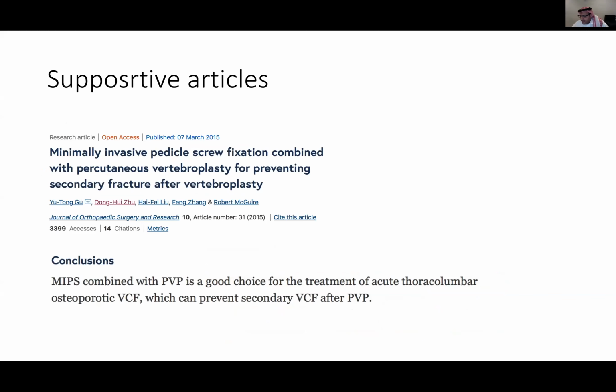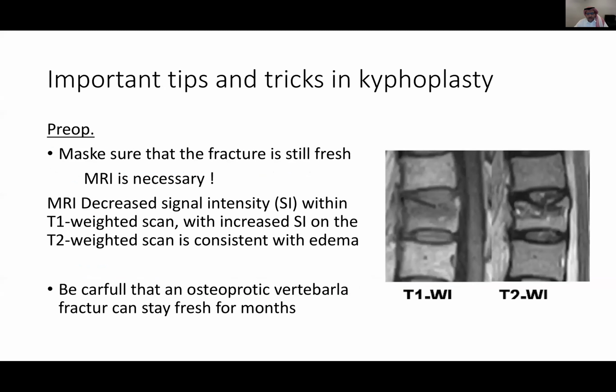They found that the outcome is okay, and this procedure can decrease the adjacent fracture after vertebroplasty or kyphoplasty. This was published in 2015. So this is the combination. We now do it in selected patients, and I think it needs to be looked at. I think it's a good modality to treat patients with 1 to 2 level kyphoplasty, especially in the thoracolumbar area.